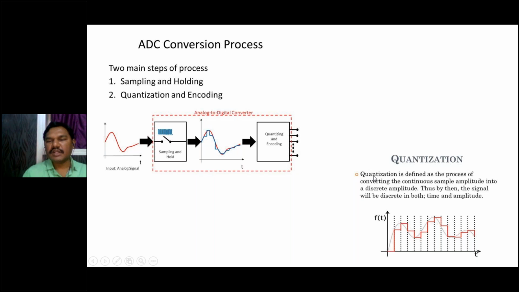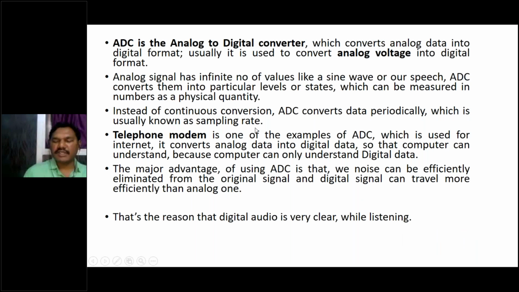What is quantization? Quantization is defined as the process of converting the continuous amplitude into a discrete amplitude, meaning a discrete signal. Thus the signal will be digital. This is the example signal.